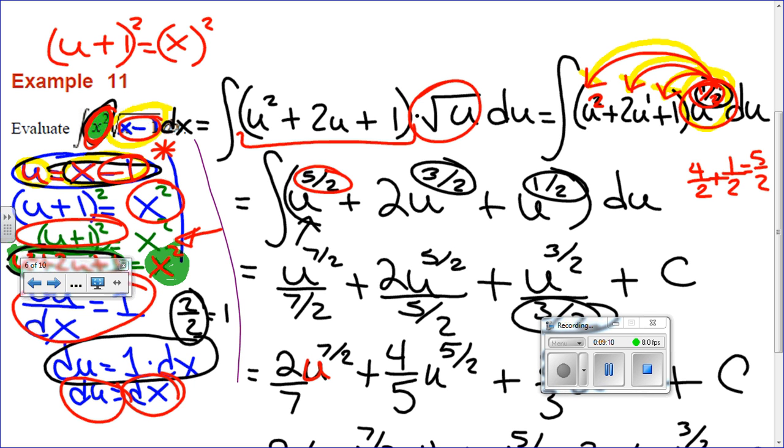After that, I found the integral by adding 1 to the exponent. So 5/2 plus 1 is 7/2. And we're dividing by that same exponent. And this was just after simplifying it. So this is the end of problem 11. If you don't understand it, I suggest you watch the video again.